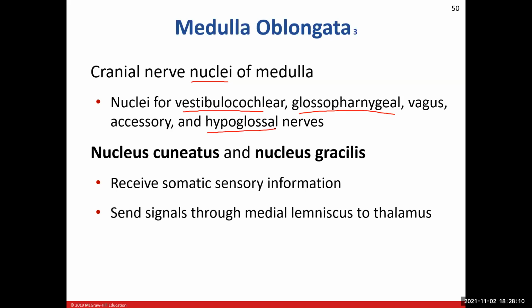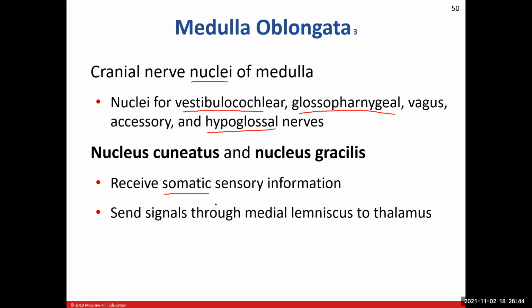This next part, again, you'll learn about a little bit more in chapter 14. But the nucleus cuneatus and the nucleus gracilis are going to receive what we call somatic sensory information. Somatic is the information that you can consciously perceive: temperature, vibration, touch. So the nucleus cuneatus and the nucleus gracilis are going to be these areas. Specifically, a nucleus is a cluster of cell bodies, and we'll see synapsing going on.